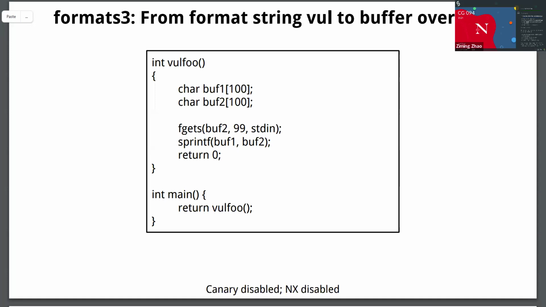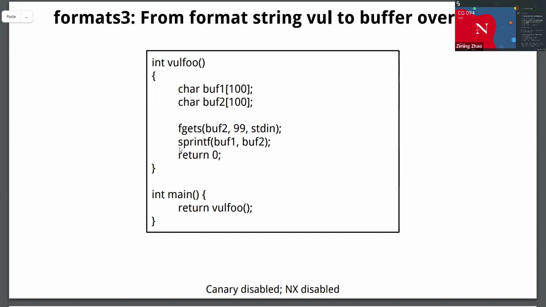So the first one, format string number 3. We're turning this format string vulnerability into a buffer overflow exploit. The program has 2 buffers, buffer 1 and buffer 2. Buffer 1 is 100 bytes, buffer 2 another 100 bytes. Then we have fgets to buffer 2, and the fgets here is not really vulnerable. We're only getting 99 bytes, so they can fit in buffer 2.